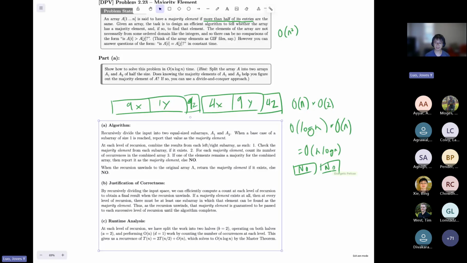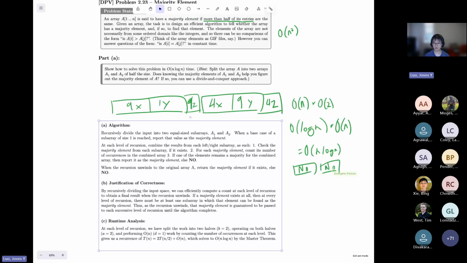And at the end, instead of a sorted array, I am going to have up to two candidate majorities, and I am going to check whether one of them is the majority or not all the way through. And if there is, return it. If not, return no. This is a modified merge sort.